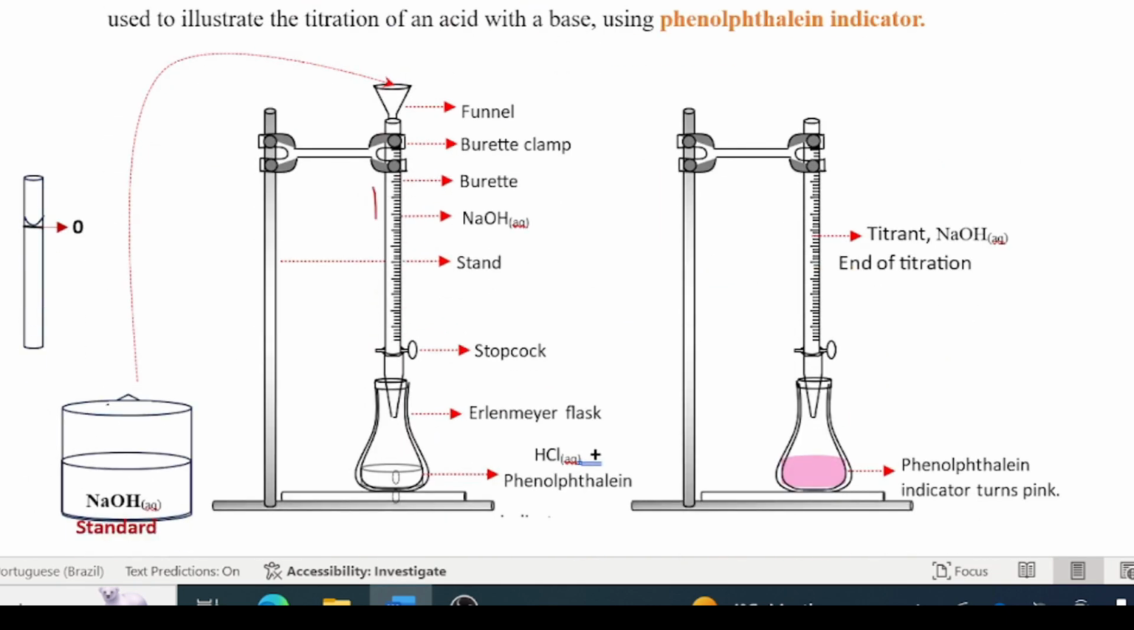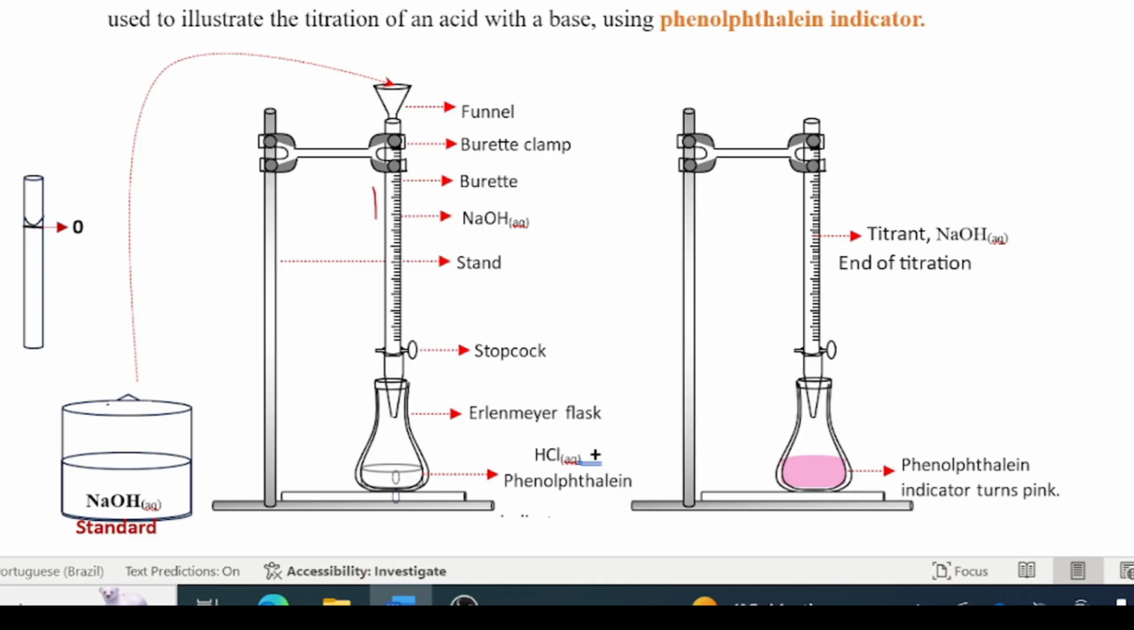You have different sizes of burettes. And you can see that the burette is graduated. That means any reading of the titrant inside there can be read off from the numbers that you see there, depending on where the meniscus is. We'll talk a little bit more about that later on. So that's the burette. It is placed on a stand here.